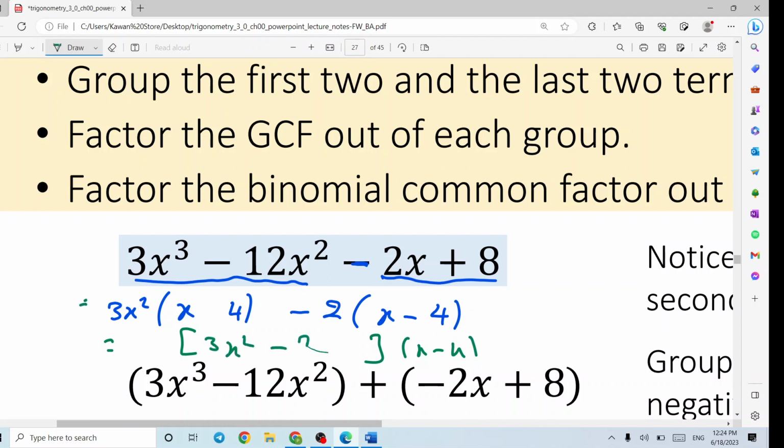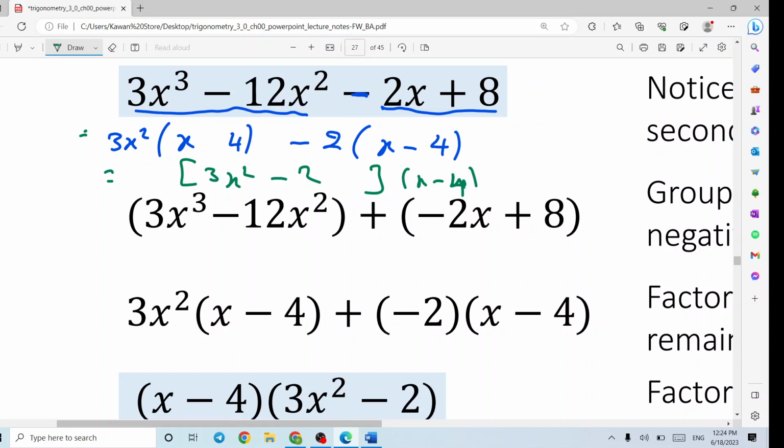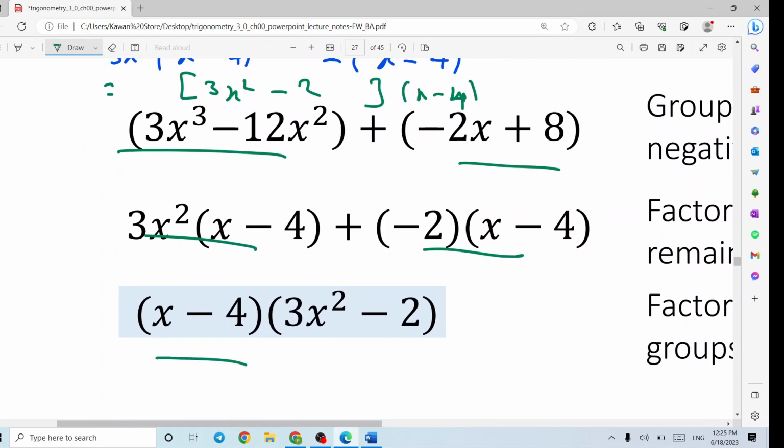3x squared minus 2. Clear? So it's called factor by grouping. You can see factor by grouping. You can bring it to the right side or left side. Does not make a change. Okay? Clear?